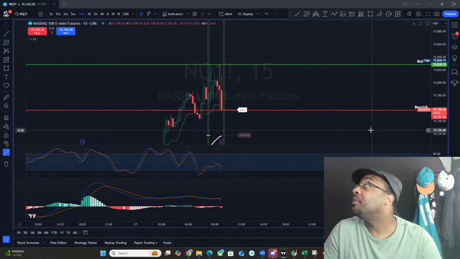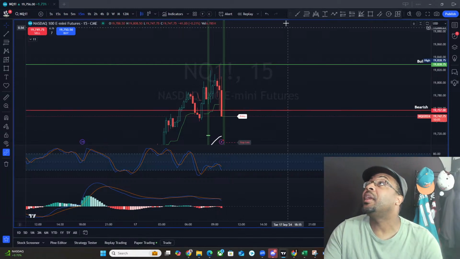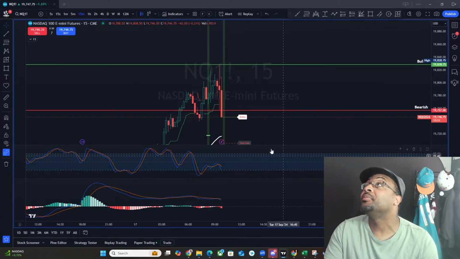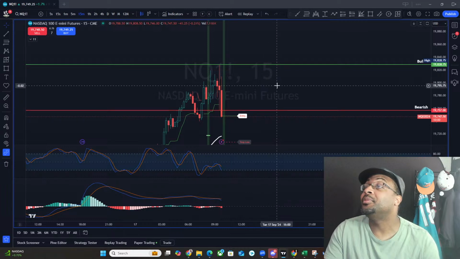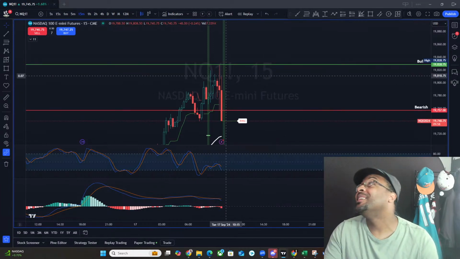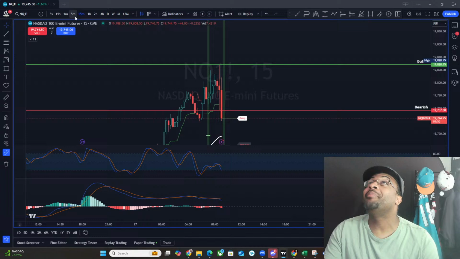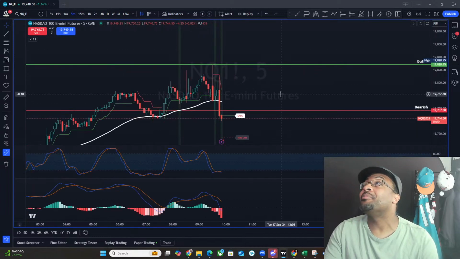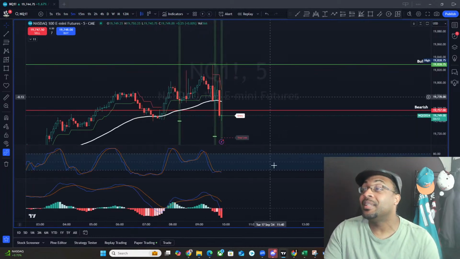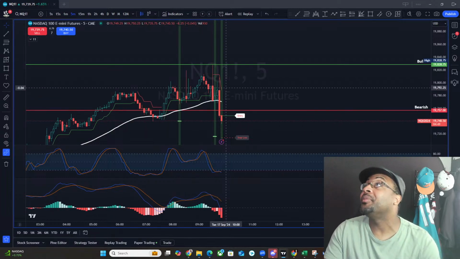So let's see. Oh, and that is some bearish momentum. Ooh, what a drop. I don't know if I can wait the 5 minutes. That's a brand new 5-minute chart. Let's see if they pick this back up. Ooh, that is a lot of momentum.